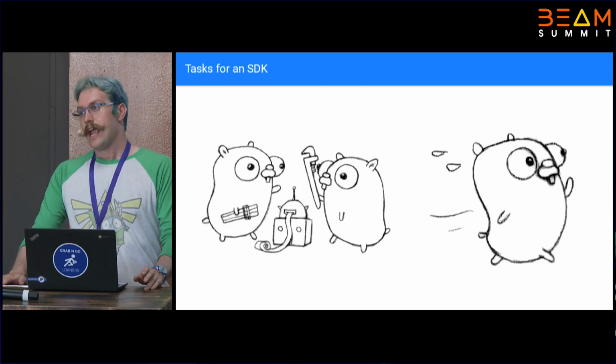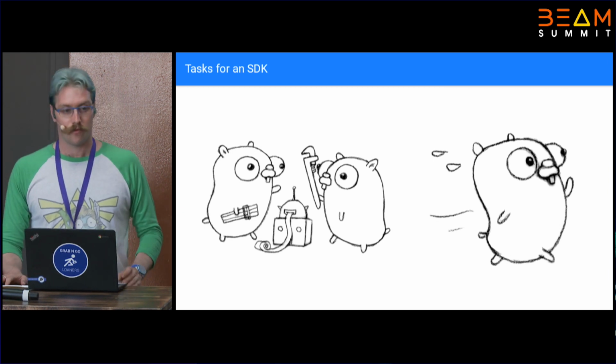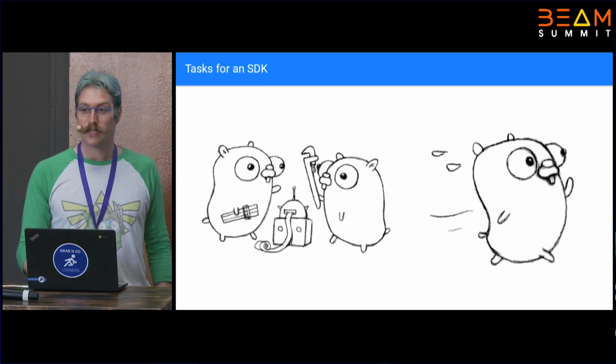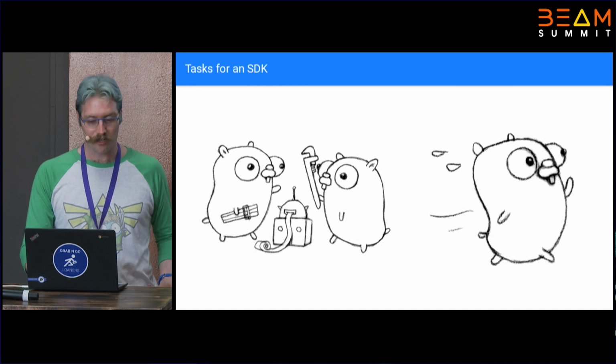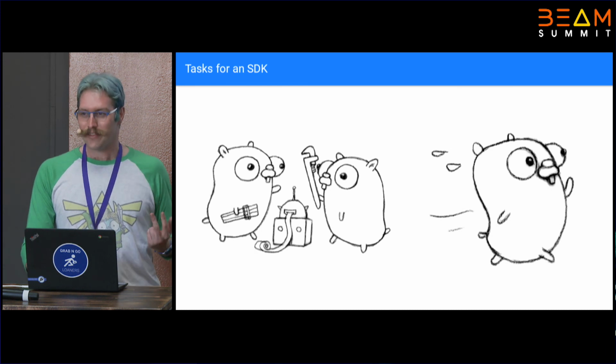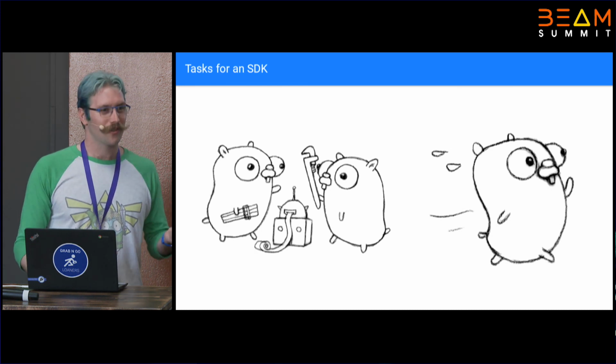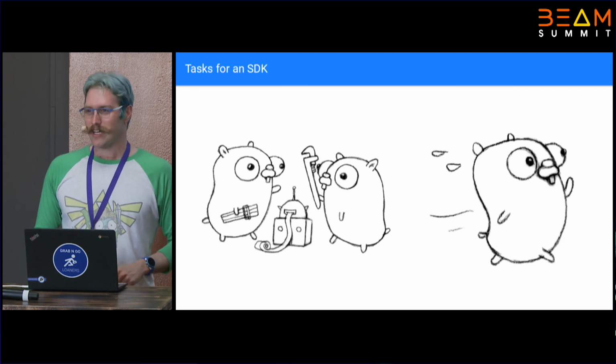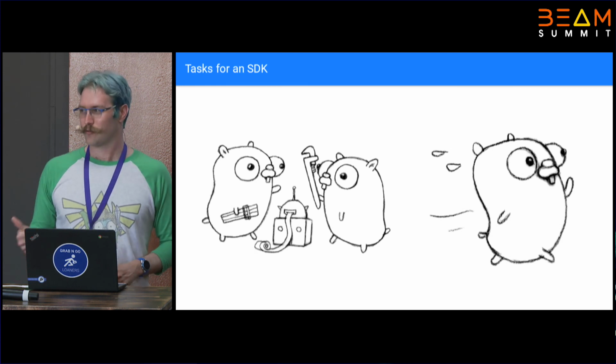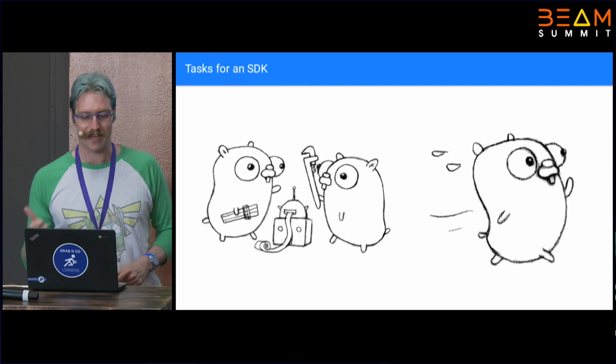Specifically, what an SDK needs to get done compared to the rest of the runner stuff is, you might have been able to pick this up from the previous talks at the summit, but two main things. You need to be able to construct your pipelines, and then you need to be able to execute the fragments of pipelines that the runners send back.